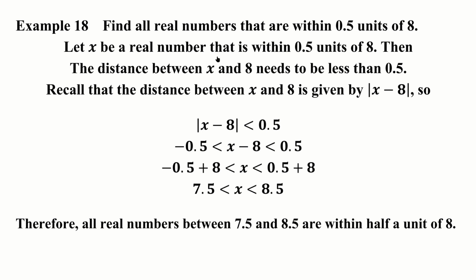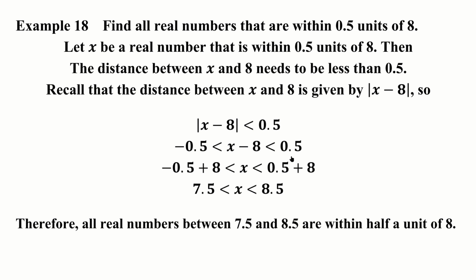Let x be a real number that is within 0.5 units of 8, right? Then that means the distance between that number and 8 needs to be less than what? 0.5, right? That's what it means to be within 0.5 of something, right? Recall that the distance between x and 8 is given by absolute value of x minus 8, right? So you want absolute value of x minus 8 to be less than 0.5. Now we just need to solve this inequality with absolute values, which we know how to do. That means if the absolute value of x minus 8 is less than 0.5, that means x minus 8 must be between what?